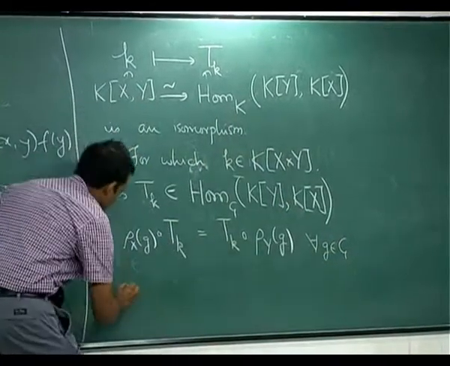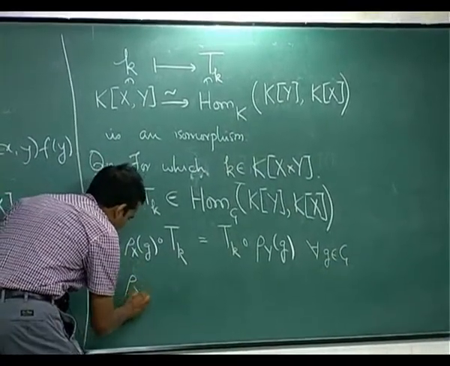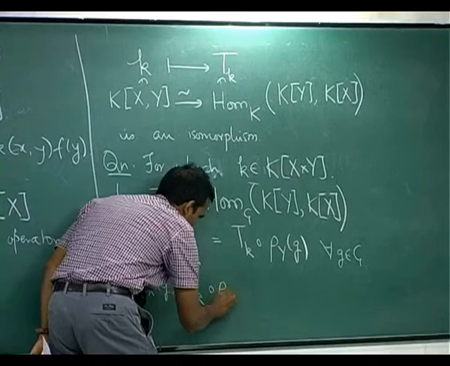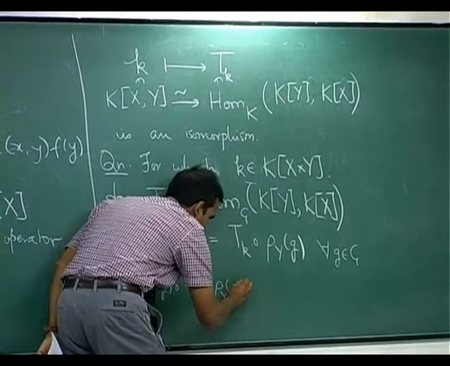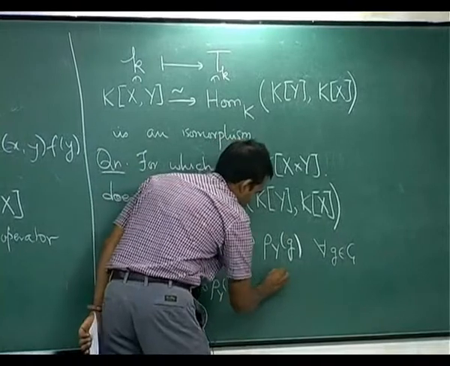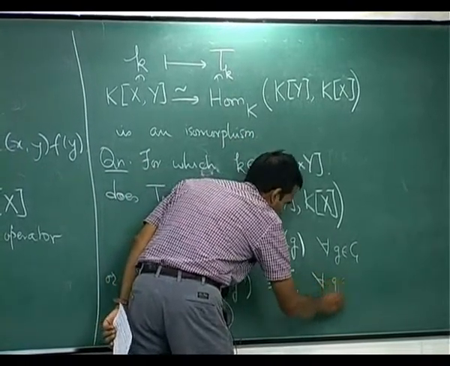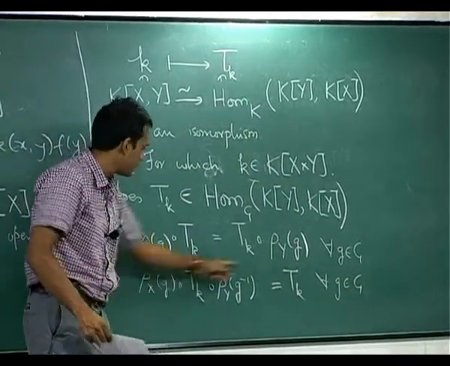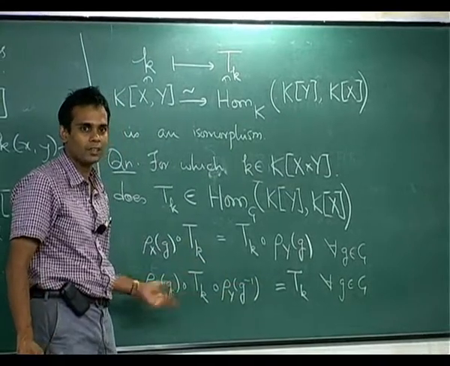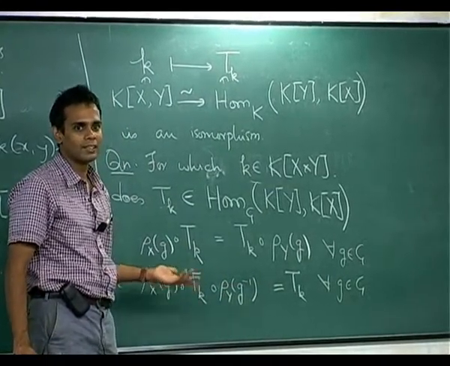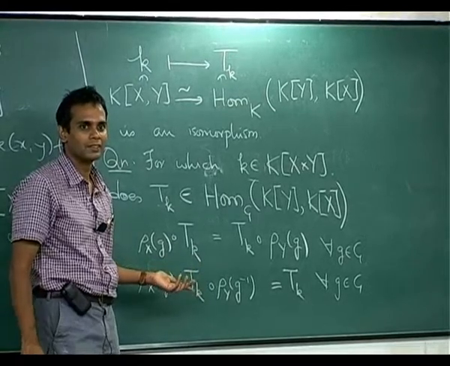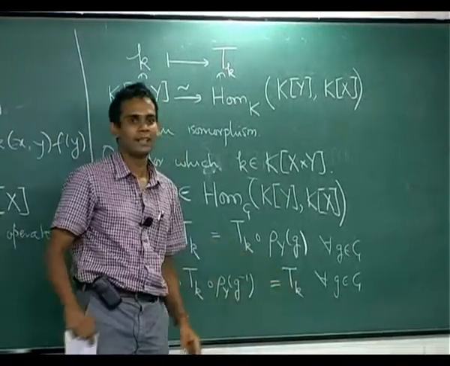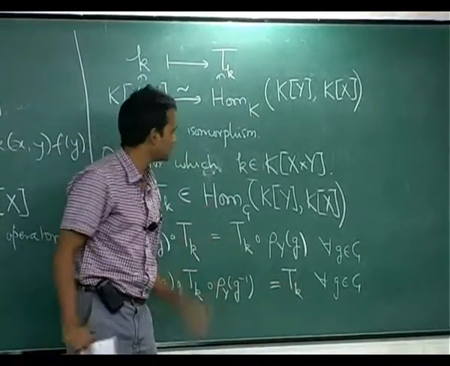Or you can write it as rho_X(g) circle t_k circle rho_Y(g) inverse is equal to t_k for all g in G. So this is the condition we want. So let's try to calculate this left hand side in terms of k and see if it's a kernel integral operator with respect to some other kernel, and for this to hold, that kernel should be the same as the kernel k, so we'll get hopefully a nice condition. So let's try to do that.